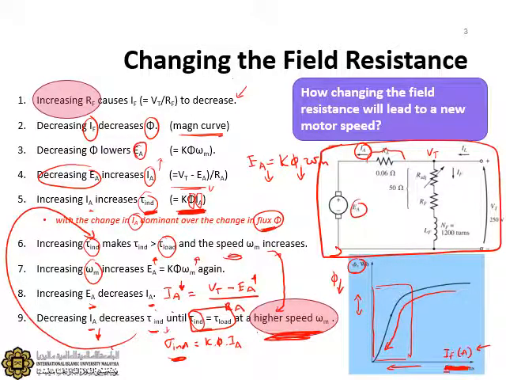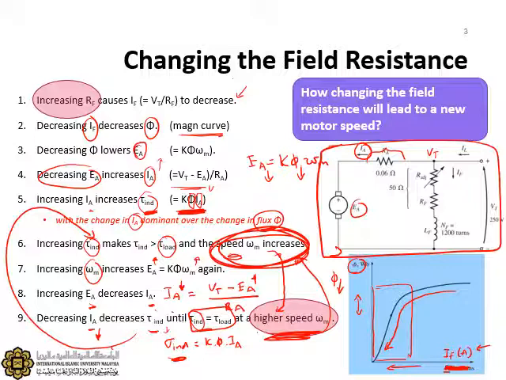Okay, because we learn during this loop here, the speed keeps increasing, yeah? So that's why at the final state, at the new steady state condition, we will have a higher speed while the induced torque becomes equal again to the load, yeah? So we reach a new balance here, yeah, at a higher speed. So basically this is what happens when you change the field resistance.